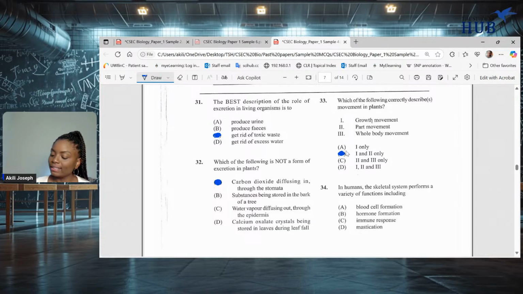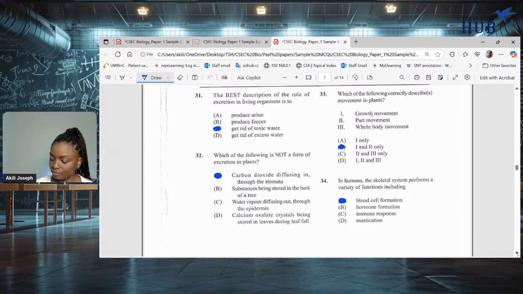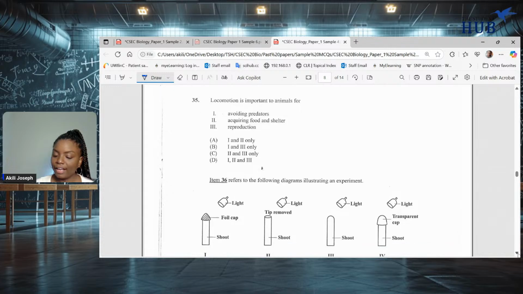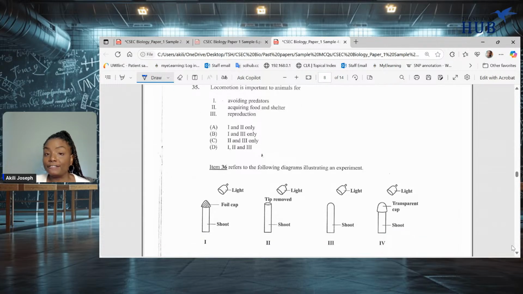34, in humans, the skeletal system performs a variety of functions, including blood cell formation, hormone formation, immune response, or mastication. A, blood cell formation. 35, locomotion is important to animals for avoiding predators, acquiring food and shelter, and for reproduction. D, all 3.